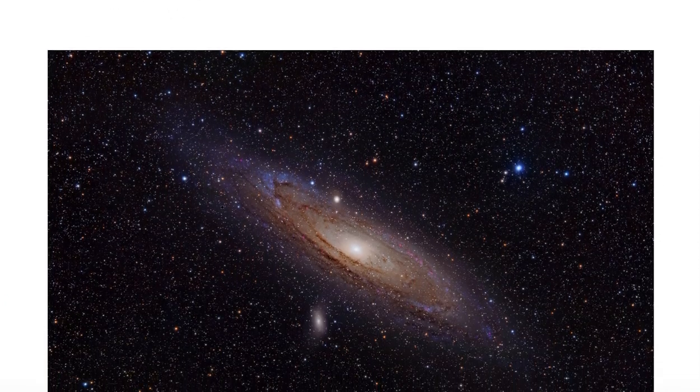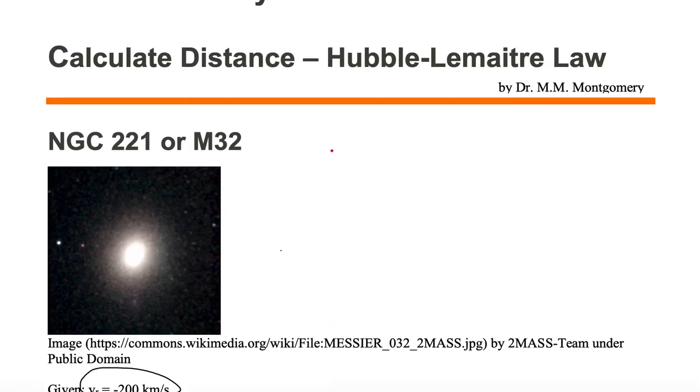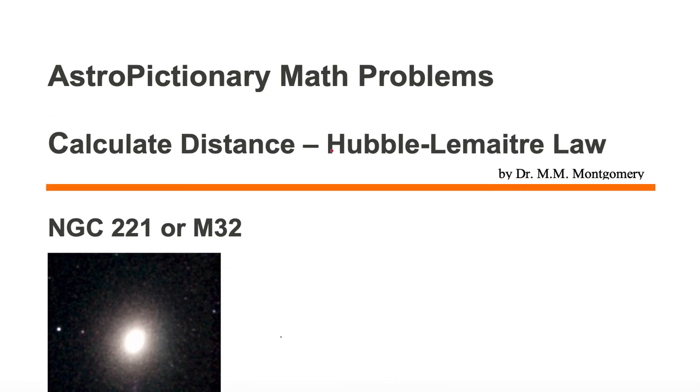Let's take a look at where M32 is located, just so you can get an idea. This is M31, the Andromeda galaxy, and M32 is right there. That's your elliptical galaxy that is a satellite galaxy of M31. And that's how you find distances and z values using the Hubble-Lemaitre law to nearby galaxies.